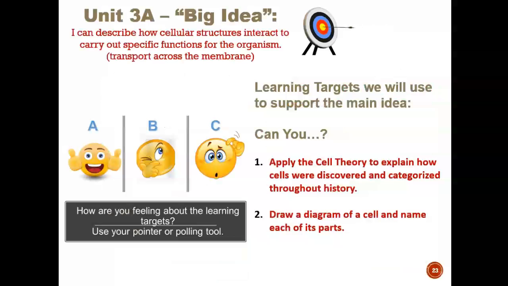All right, so we've had two parts to this lesson. The main ideas are: can you apply the cell theory to explain how cells were discovered and categorized? There are three parts to the cell theory that you have to know. All living things consist of cells. Cells come from existing cells. And cells are the basic unit of life. And then the basics of cell structure.